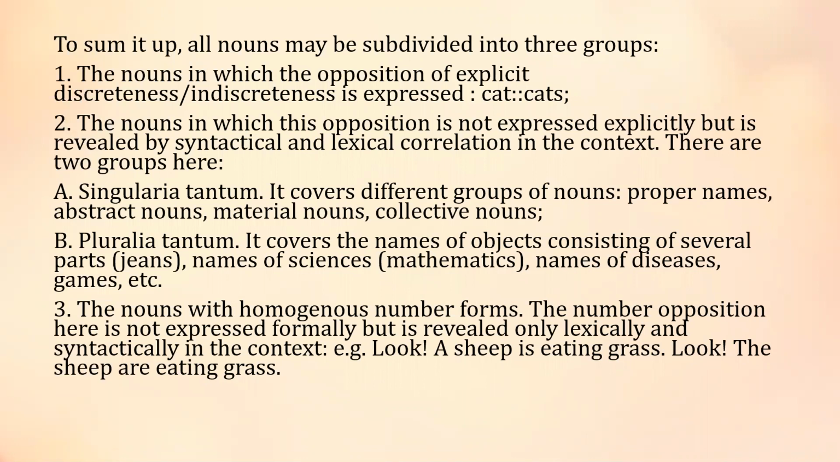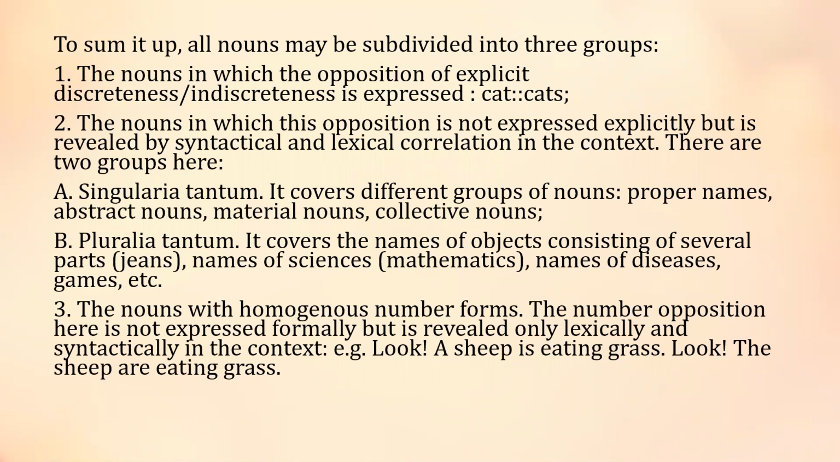To sum it up, all nouns may be subdivided into three groups. The nouns in which the opposition of explicit discreteness or indiscreteness is expressed, as in the example of cats, and the nouns in which this opposition is not expressed explicitly but is revealed by syntactical and lexical correlation in the context. There are two groups here, singular tantum and plural tantum.